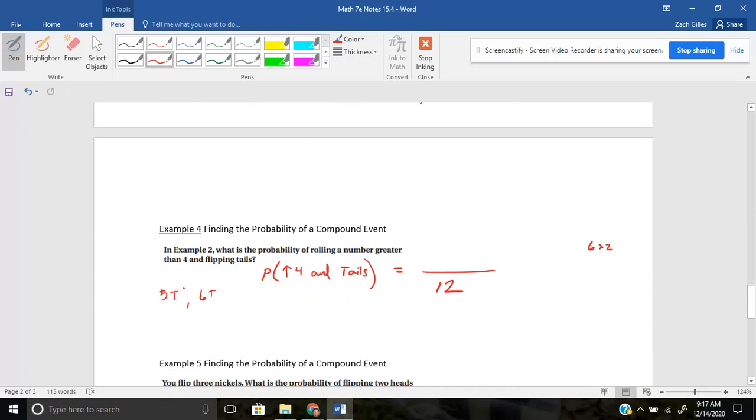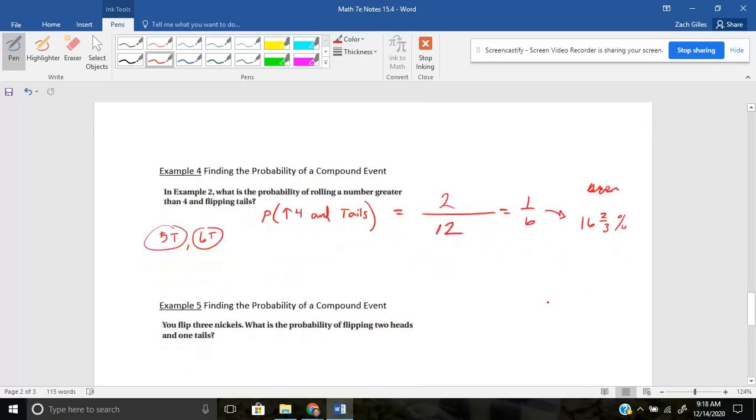Well, there are two favorable outcomes. Roll a five and flip a tails, or roll a six and flip a tails. That simplifies to one out of six odds. Or remember, you could always change that to a percent. One divided by six is 16.66 repeating, or 16 and two thirds percent. Okay, so is it very good odds? No, your probability isn't high. It's not very likely, but it could happen, right? Could happen.